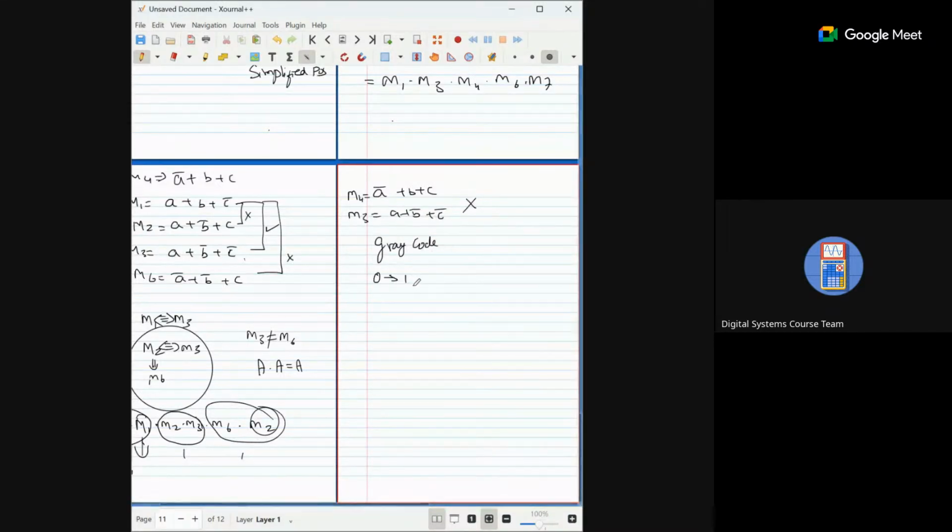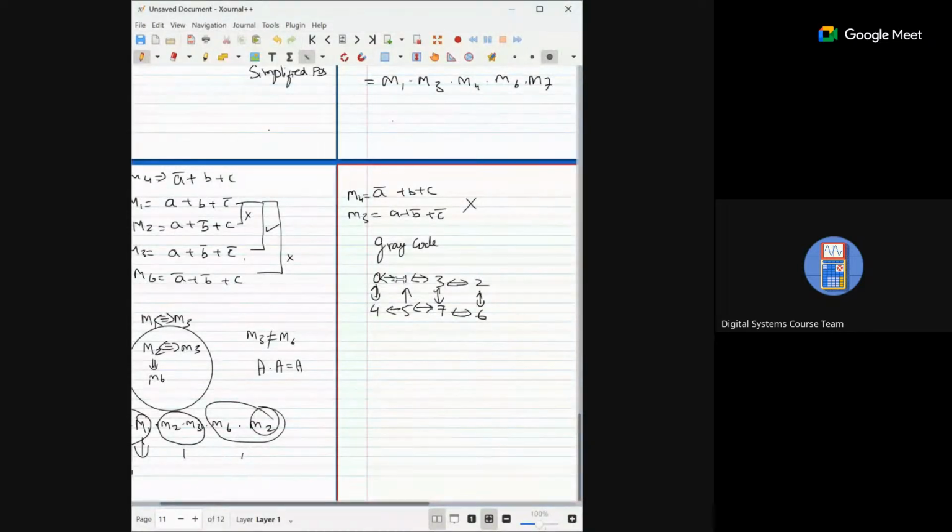0 is adjacent with 1, and 1 is also adjacent with 3, and 3 is adjacent with 1 as well as with 2, and 0 is also adjacent with 4, and 5 is adjacent with 4 and 1, and 7 is adjacent with 6 and 3 and 5, and 6 is adjacent with 2 and 7. Okay, these are the possible adjacent combinations.